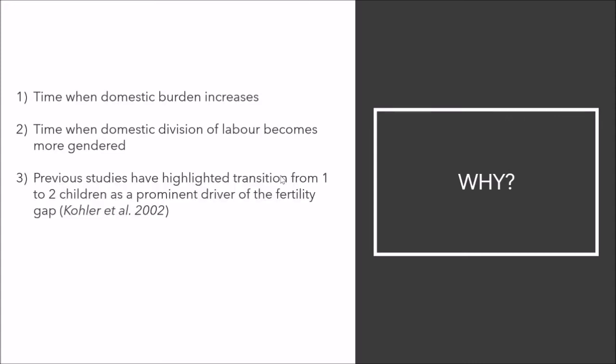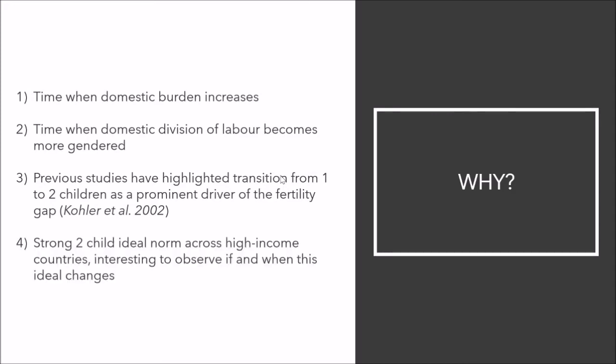Thirdly, previous studies have highlighted that in Europe, at least, the fertility gap seems particularly driven by a lack of transition from 1 to 2 births. And finally, there's a very strong 2-child ideal norm across high income settings, as I showed at the beginning, which makes it interesting to observe if and when this ideal changes.